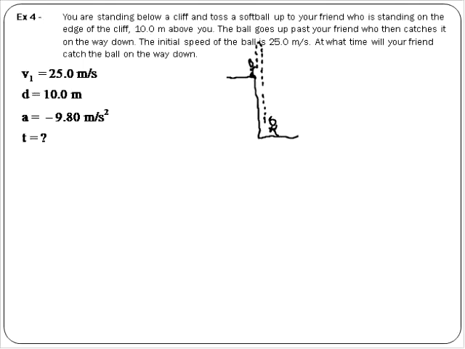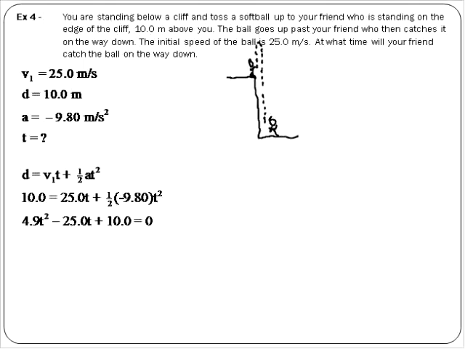Okay, we use this equation, D equals V1t plus a half AT squared. We plug in our numbers for D, V1, and A. We leave the T and the T squared. And when I rearrange it, I get this. This time I'm bringing everything over to the left-hand side. It doesn't matter. You could leave it on the right-hand side and change all the signs. I could have had, for example, 0 equals negative 4.9t squared plus 25t minus 10. That would have worked too. Just all my signs would be opposite.